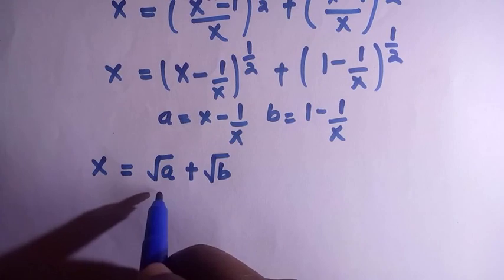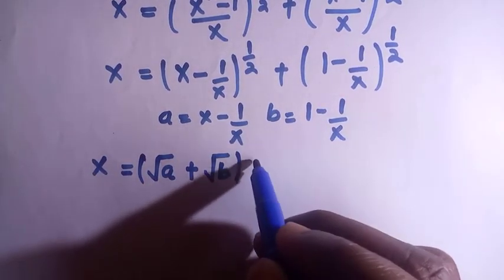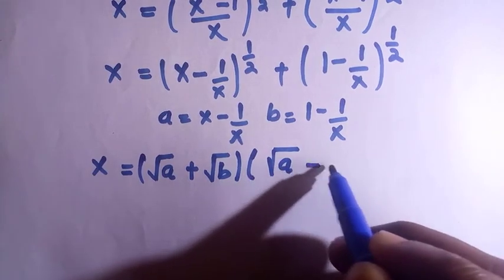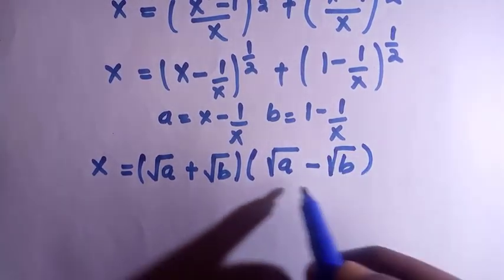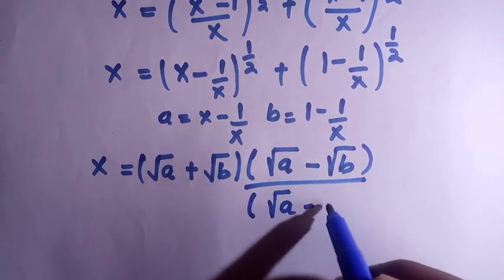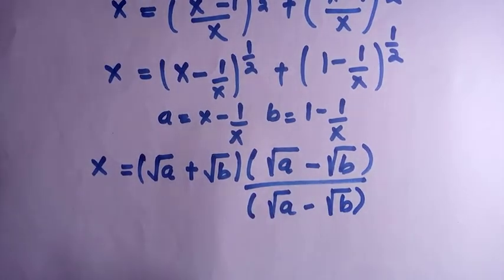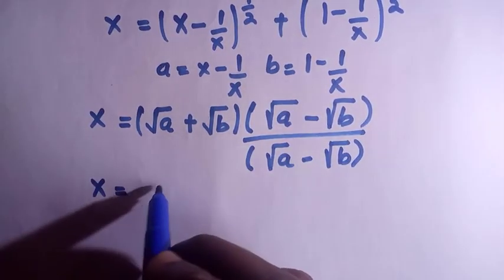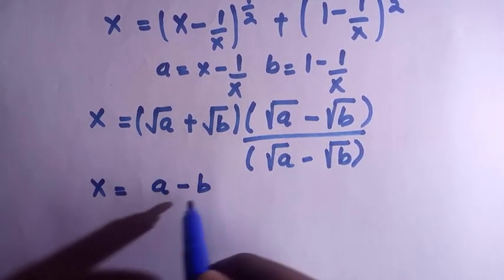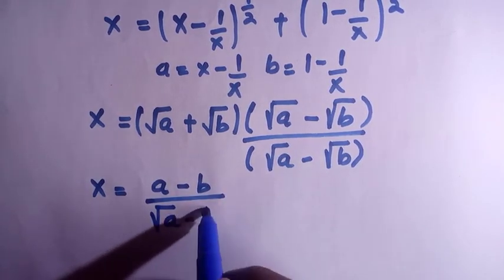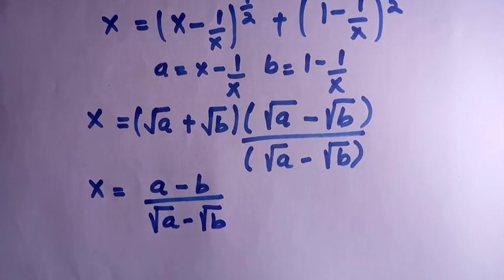So if I try to assume something here, if I multiply this by root of a minus the root of b divided by root a minus root b. So this is a normal assumption. So this is still the same thing as root a plus root b. And from the above is a difference of two squares. So it becomes a minus b, while this is root a minus root b.